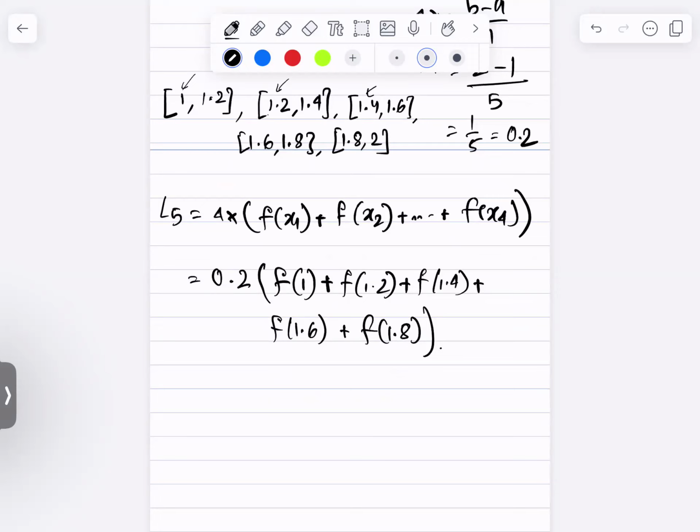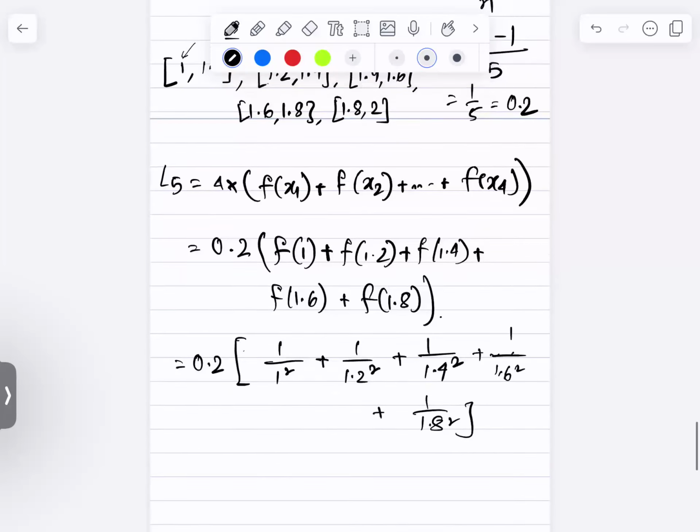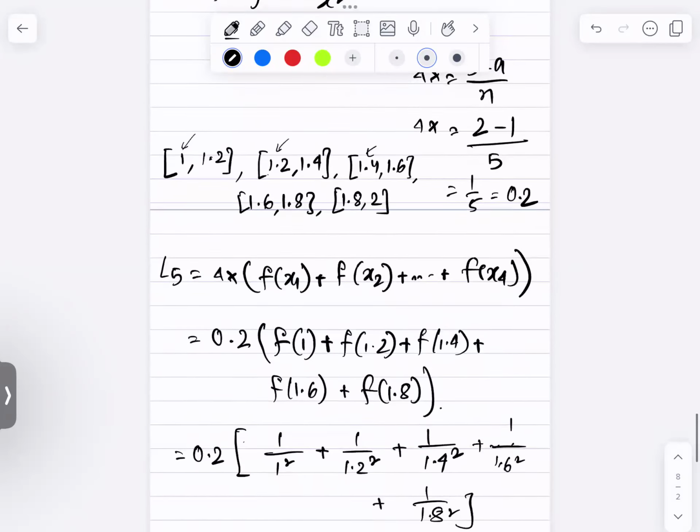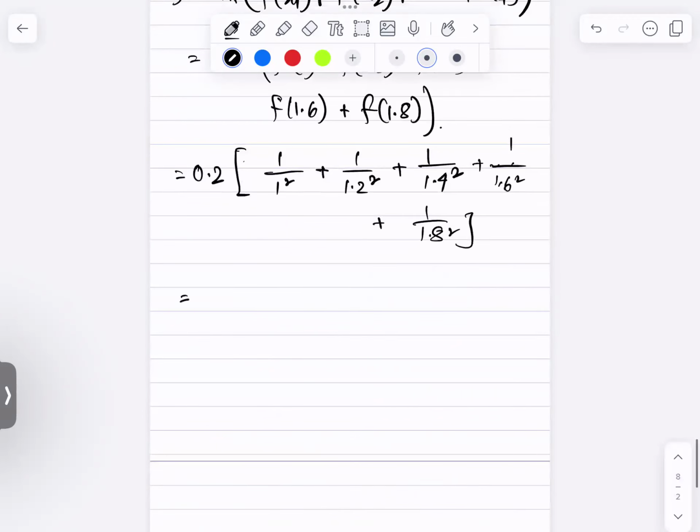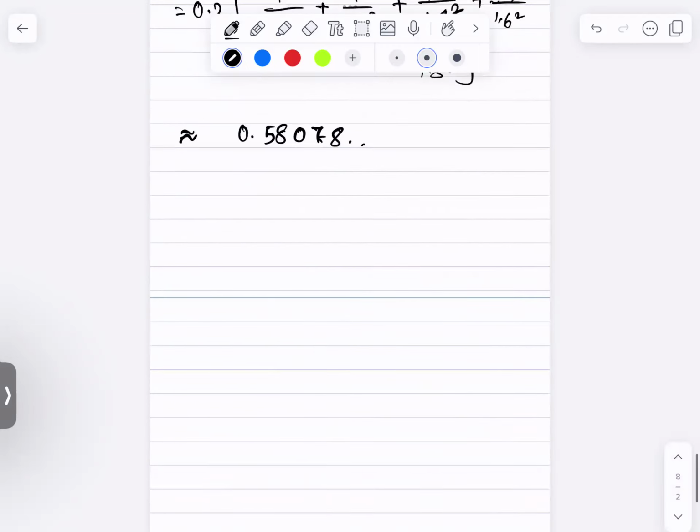And then if you just write it down more explicitly, it will be 1 over 1 square plus 1 over 1.2 square, 1 over 1.4 square, plus so on till 1 over 1.8 square. Because remember, my function was 1 over x square. If you put x, it should give you back 1 over x square. Okay, good so far. And if you calculate this in calculator, you should get something like 0.58078, something like that. Okay, cool.